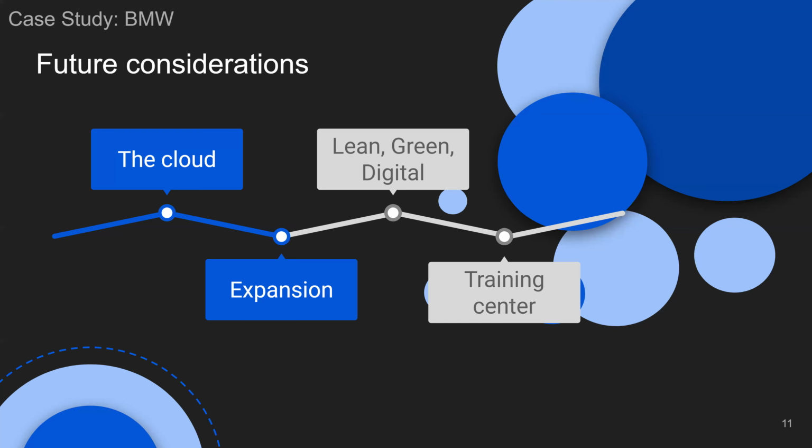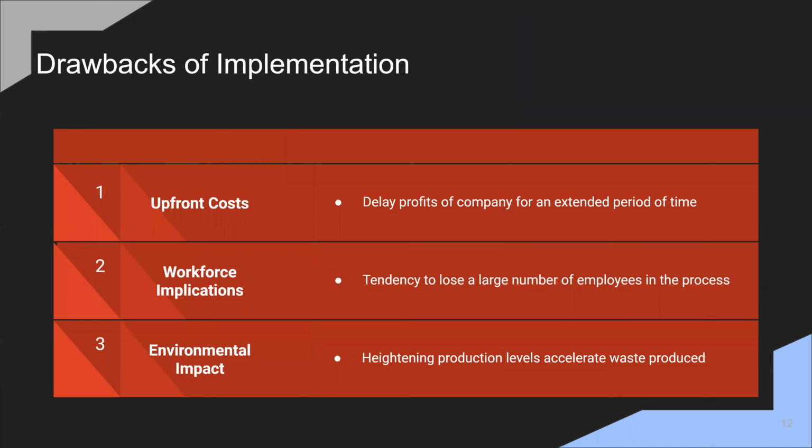Next slide, please. So while there are many great things being done with smart factories, there are also drawbacks of implementation that have to be kept in mind, mainly those being upfront costs, which delay profits of the company, workforce implications, as a large number of employees tend to lose jobs in digitization, and environmental impact, as heightened production levels accelerate waste produced.